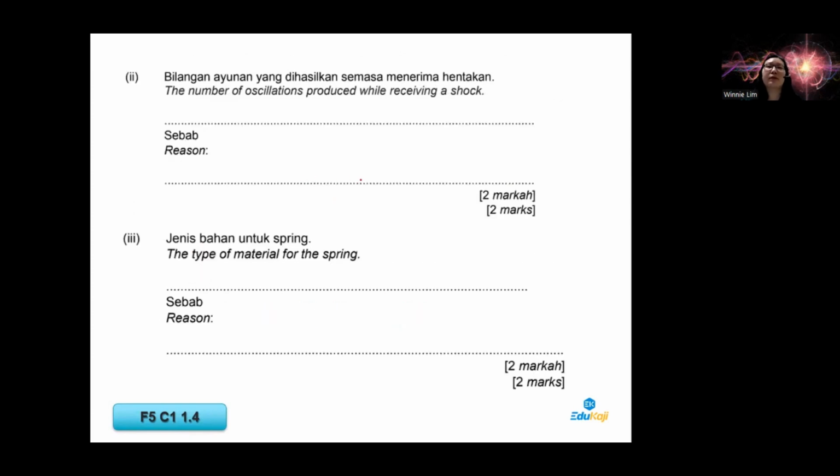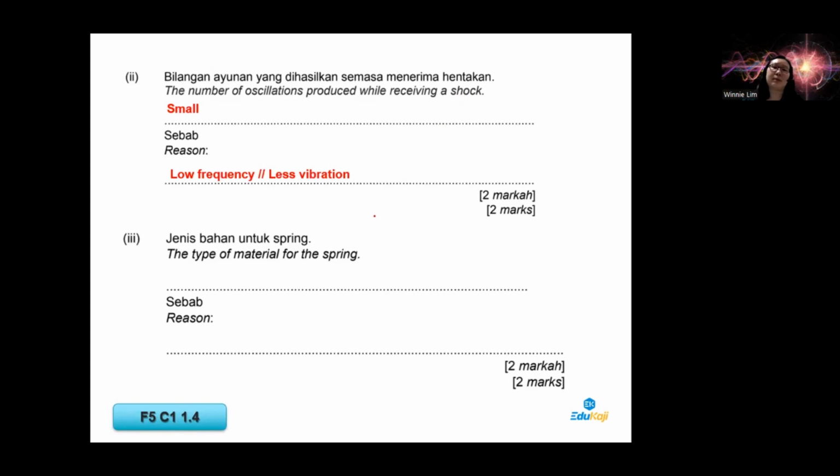Next, the number of oscillations produced while receiving a shock. When you cross over a bump, do you want your motorcycle to vibrate like that, or do you want it to really absorb the shock? What is the purpose of absorbing the shock? Less vibration. So of course low frequency, or less vibration.